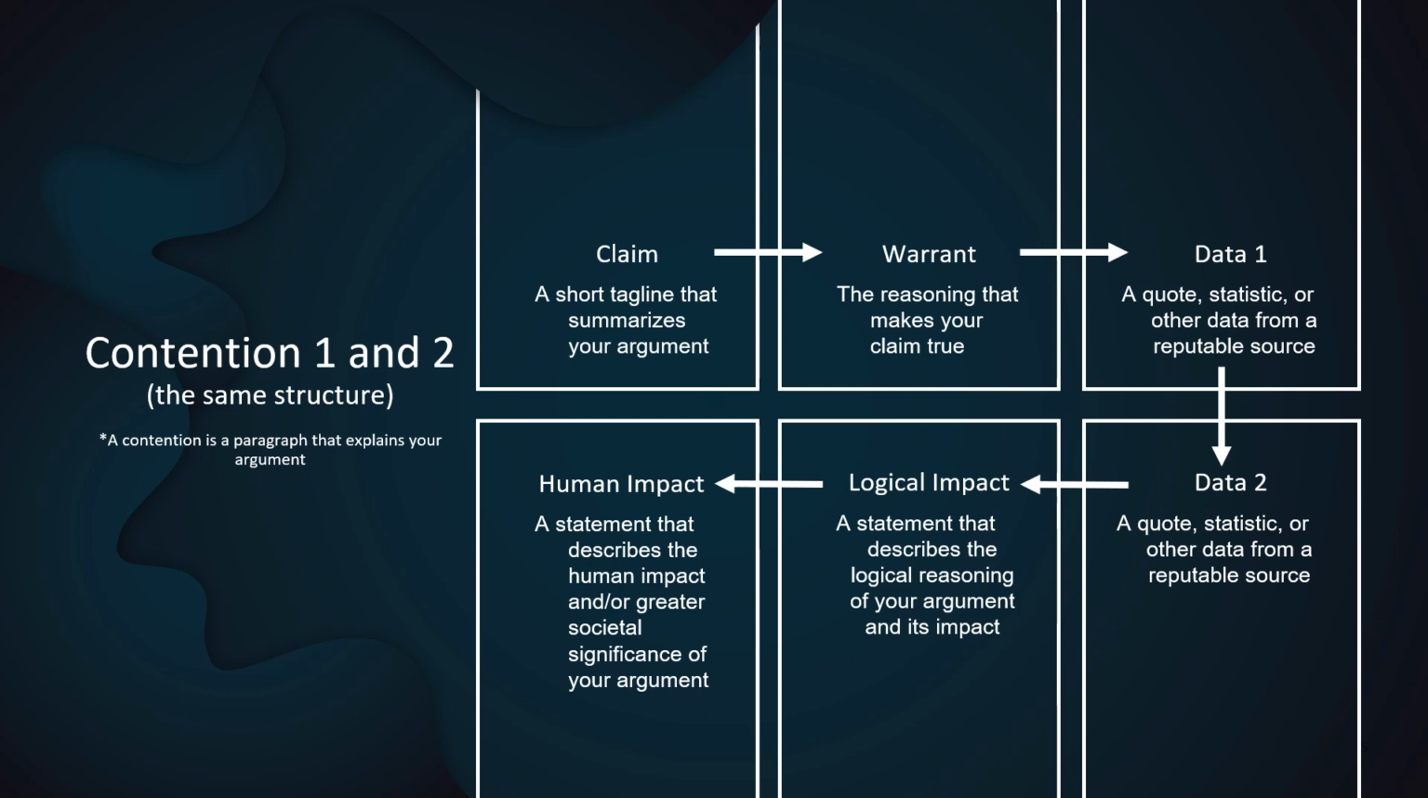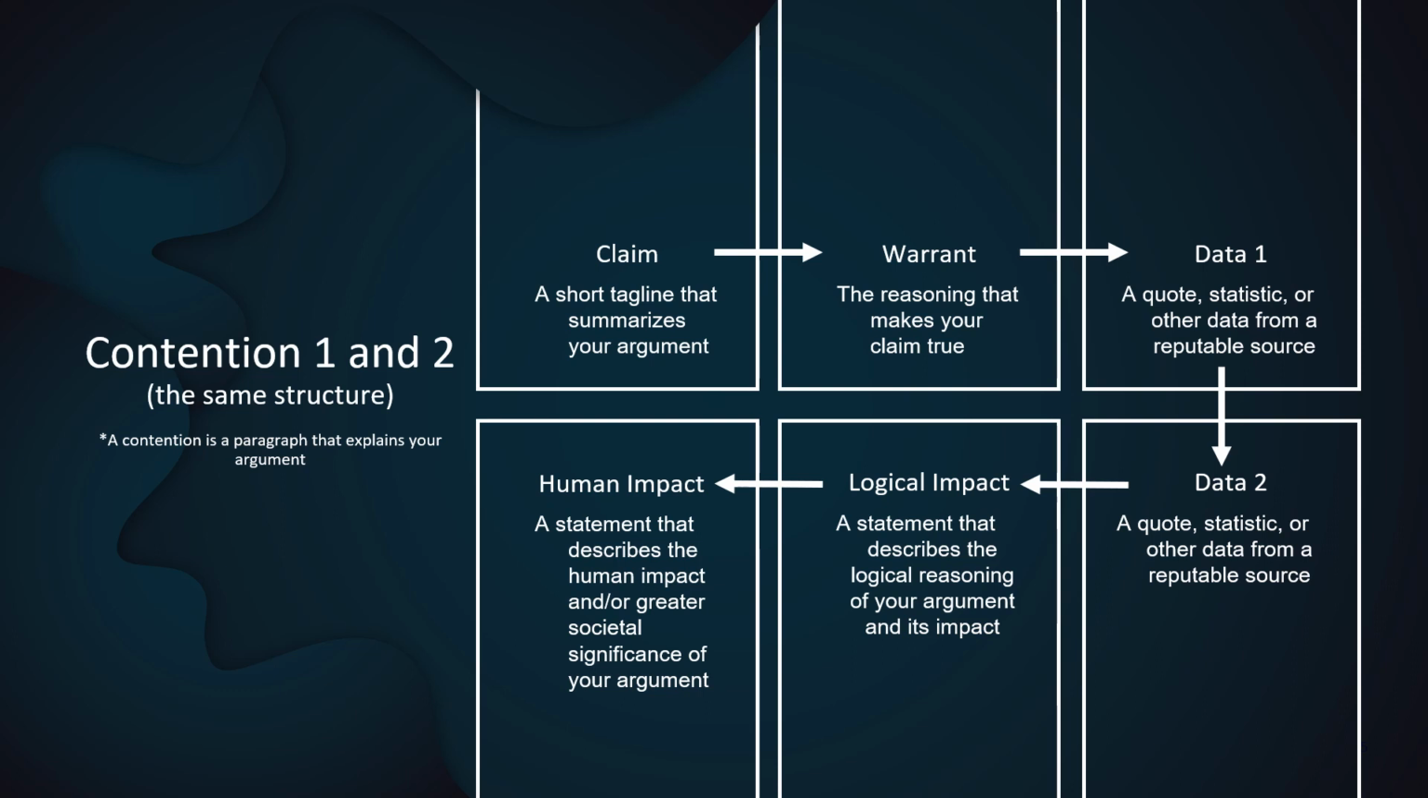Finally, we come to the impact. The impact is the most important thing in Congress. Because you are simulating a representative, it's your job to convince everyone else in the chamber that what you're saying matters and has some actual significance. So it's important that you have a really strong impact to convince those that are listening to your argument.